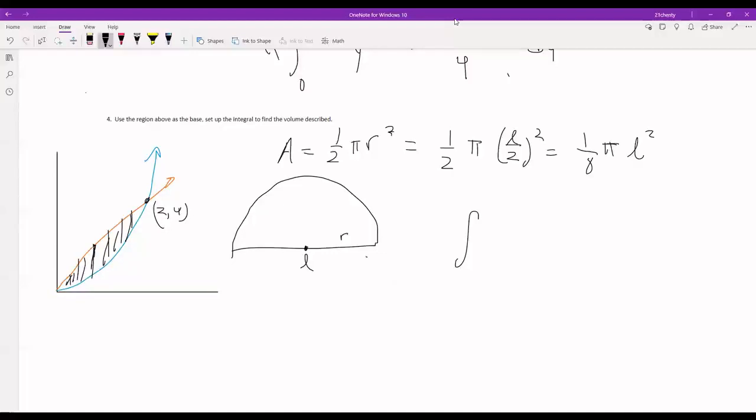Since we're doing vertical semicircles, we do the x values. So 0 to 2 instead of 0 to 4. Put the pi over 8 on the outside. And now this is L squared. L is just the top function minus the bottom function. So 2x minus x squared, and squared, dx. So that is all there is to that. Now for the final problem.